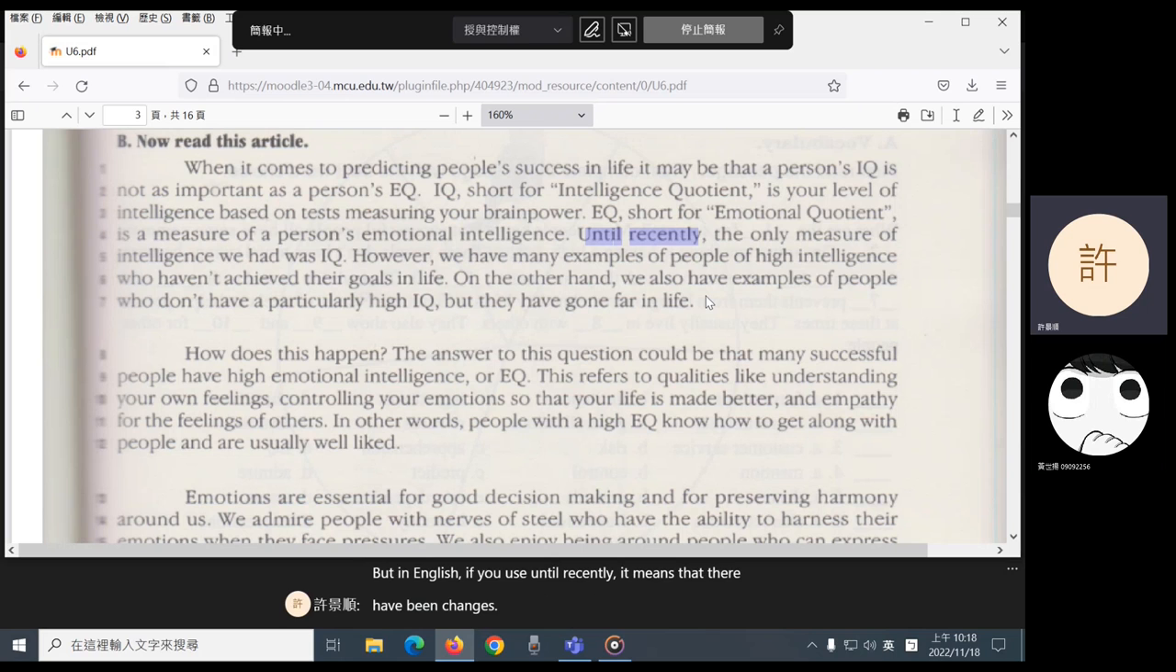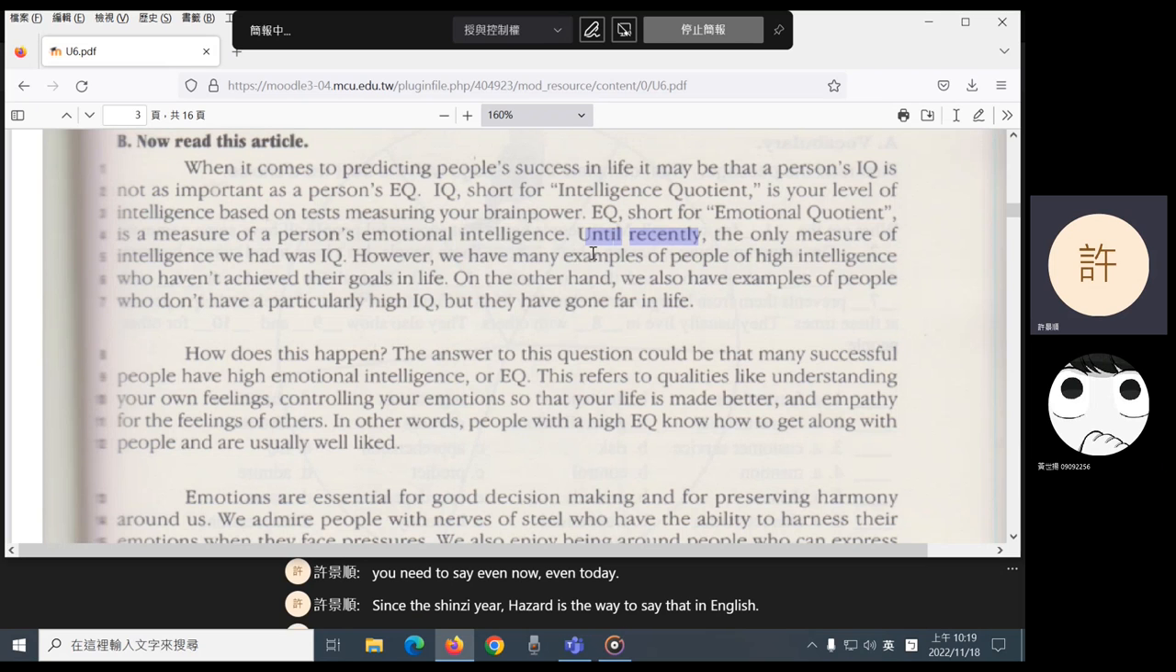So in writing, some of you will write something like, in Chinese, you think it's 直到现在仍然怎么怎么, but in English, if you say until now, that means that something has changed now. If you want to say 直到现在都还怎么怎么样, then you need to say even now, even today, 甚至现在也还是怎样怎样, is the way to say that in English.